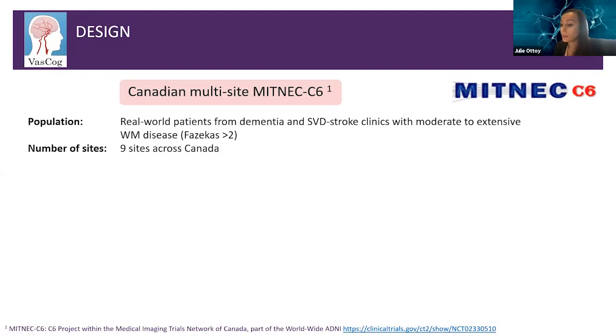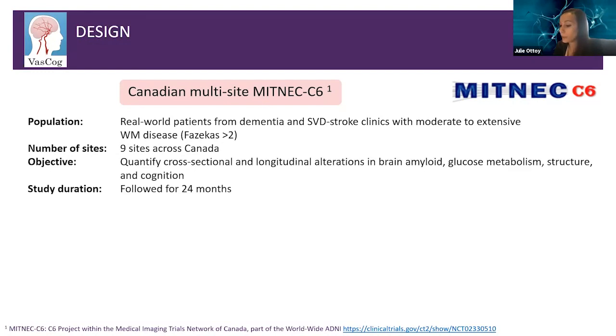As such, the Canadian MITNIC C6 or the C6 project of the Medical Imaging Trials Network of Canada, which has been recognized as part of the worldwide ADNI, was developed, which included real-world patients from dementia and stroke prevention clinics without overt stroke that presented with moderate to severe white matter disease, and they were recruited across 9 sites in Canada. Next.